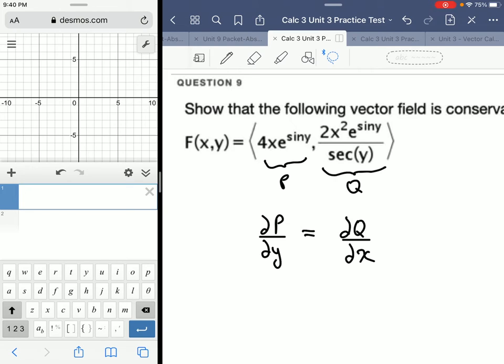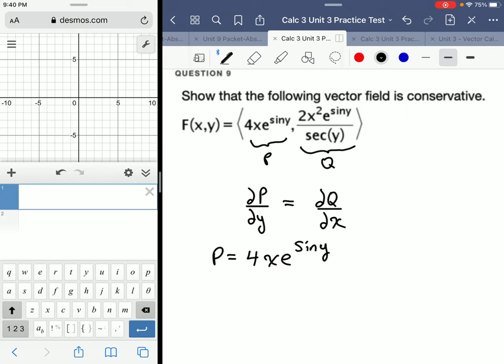So it's essentially the x component, comma, y component. We're taking the first order partial of one with respect to the variable associated with the other. So P is 4x e to the sine y. Partial P with respect to y would be 4x e to the sine y times cosine of y.